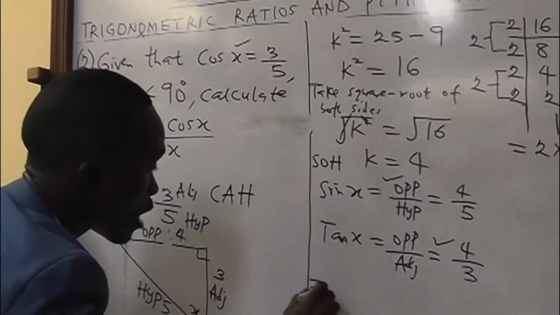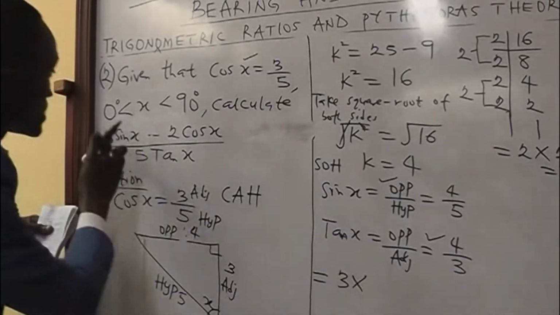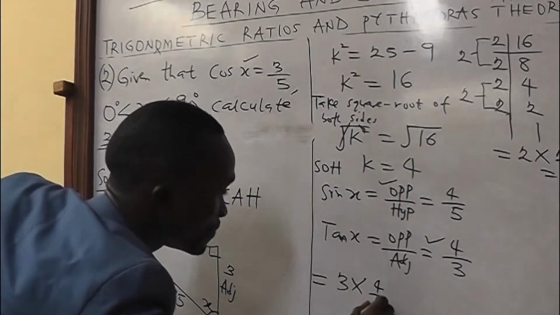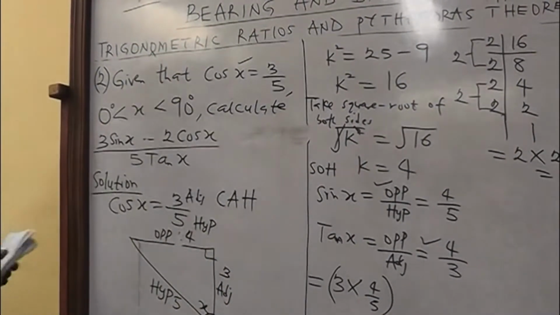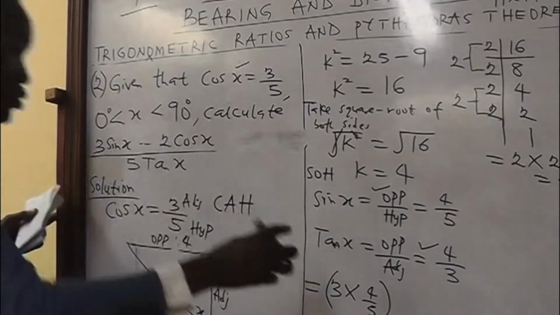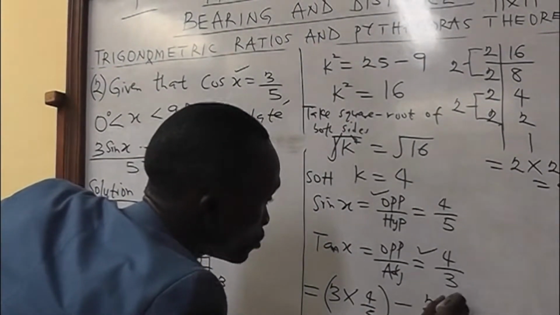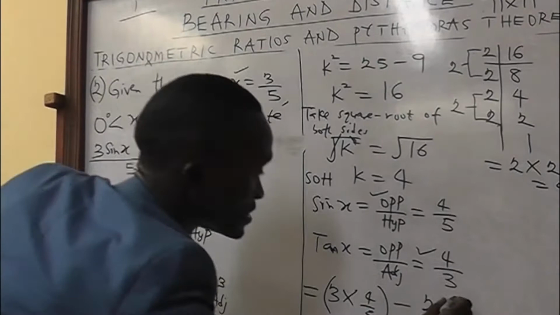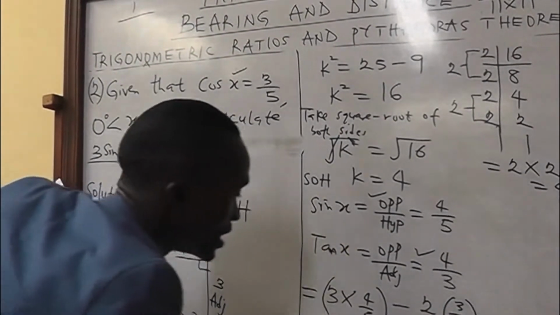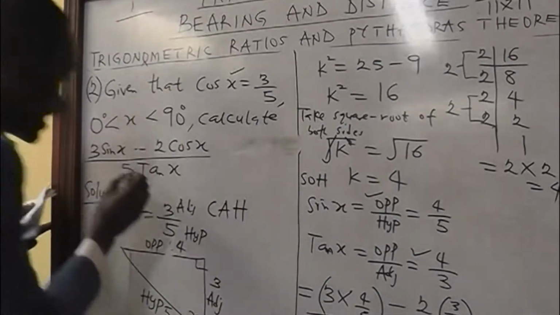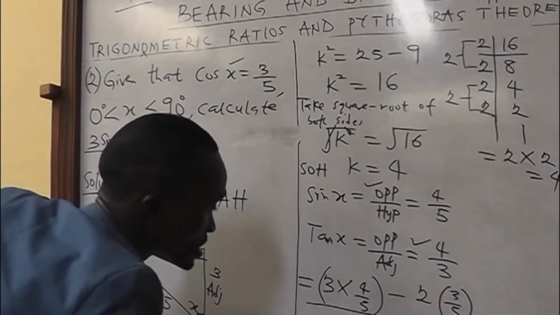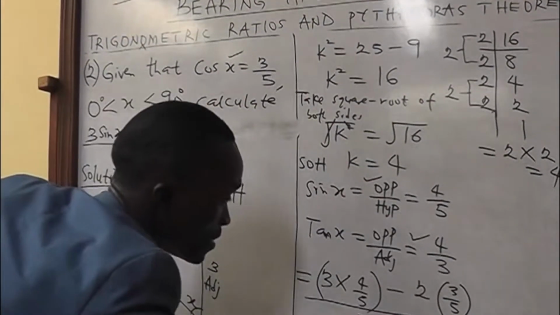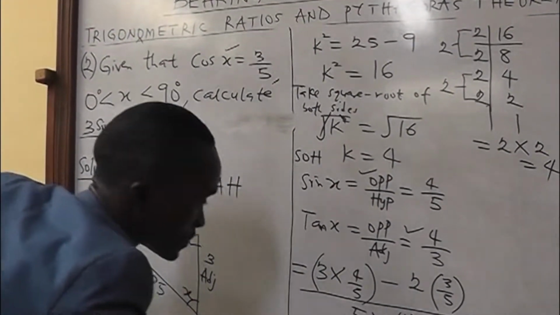So that will be 3 multiplied by, since sine is 4 over 5, we put that in the bracket to differentiate the 2. So minus 2 into cos, that is 3 over 5. Then everything divided by 5 times x. So this is 5 multiplied by tan, which is 4 over 3.